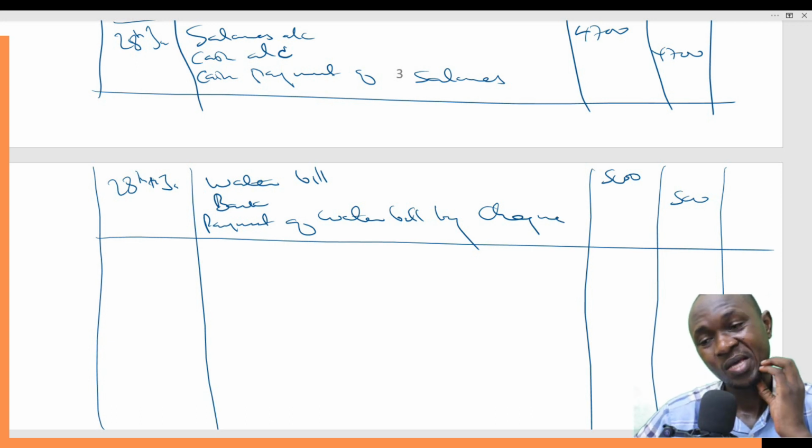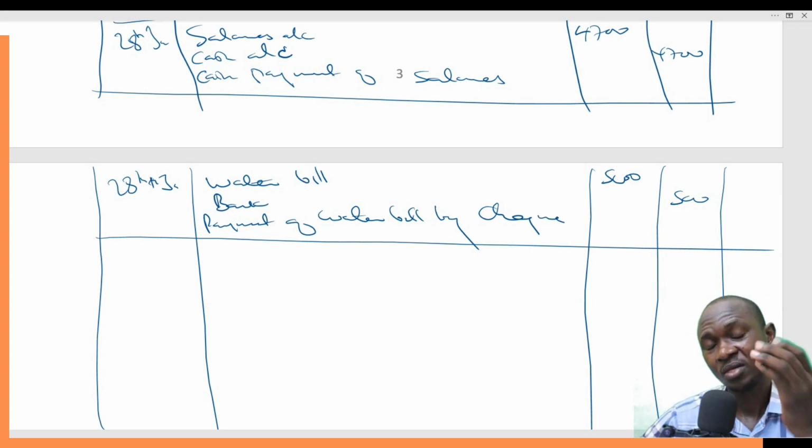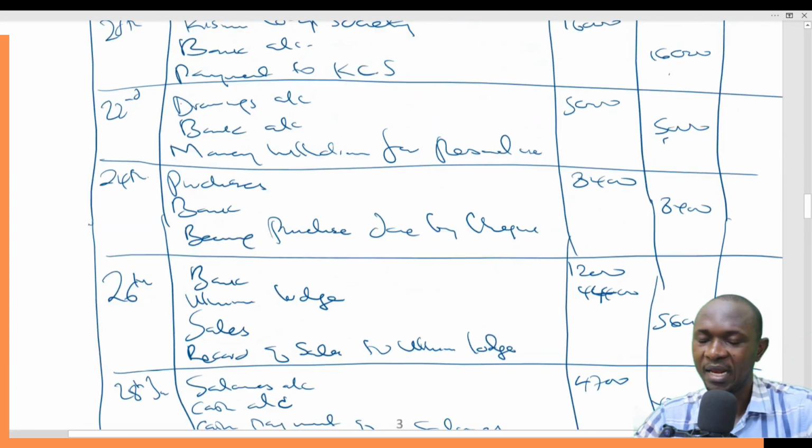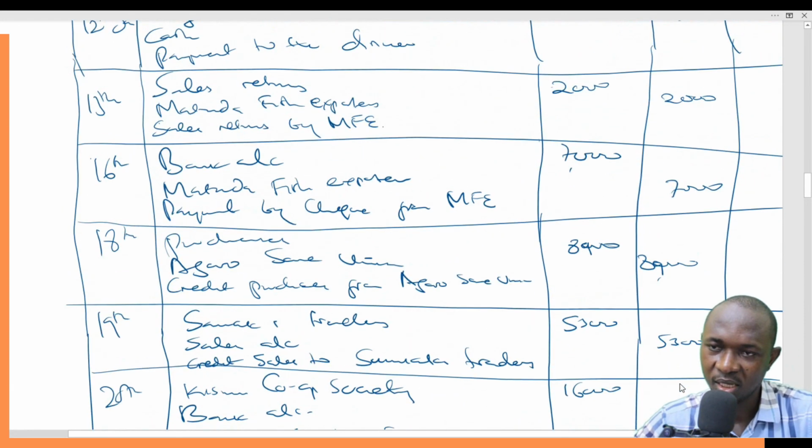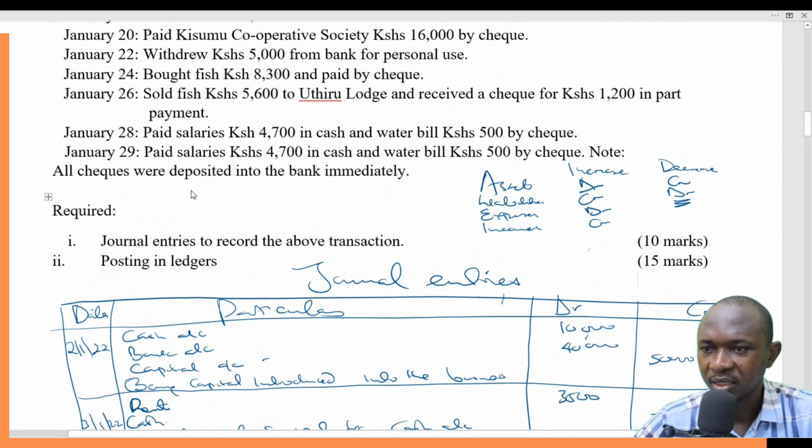Okay. So the next item is January 29, paid salaries 4,700 in cash and water bill 500 by check. I think these are repetition, so I think we are good to go. NB, all checks were deposited into the bank immediately. That's okay. Those are the journal entries to record the above transactions. We are already done with all the journal entries.